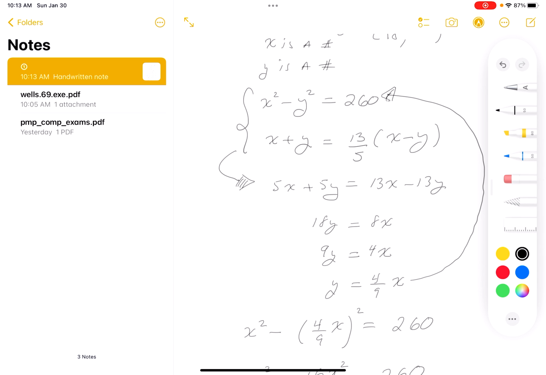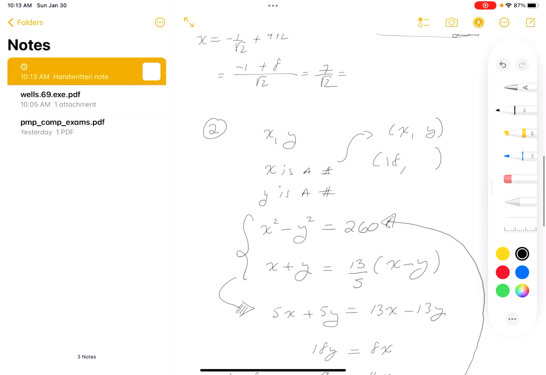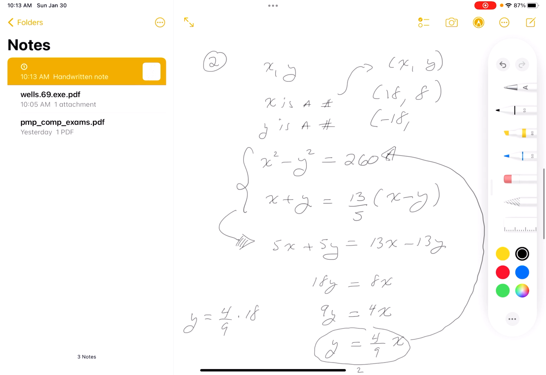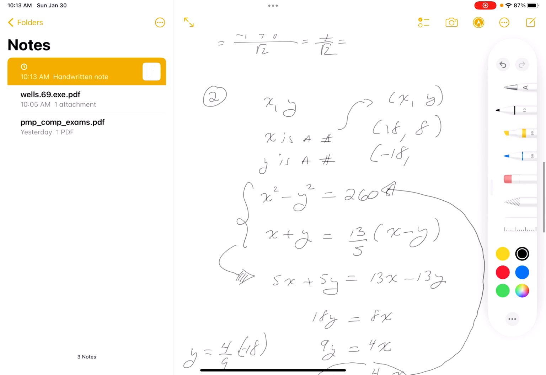Well, you know what? I got a really simple equation to tell me what it is. And let me write that down for you. So if x is 18, what would I get? y would equal 4/9 times 18. So 9 goes into 18 twice, and 2 times 4 is 8. And what's the other one I got? I got minus 18. And again, if I went back over there and did this over here, instead of using 18, I used minus 18. What are you going to get? You're going to get minus 8.